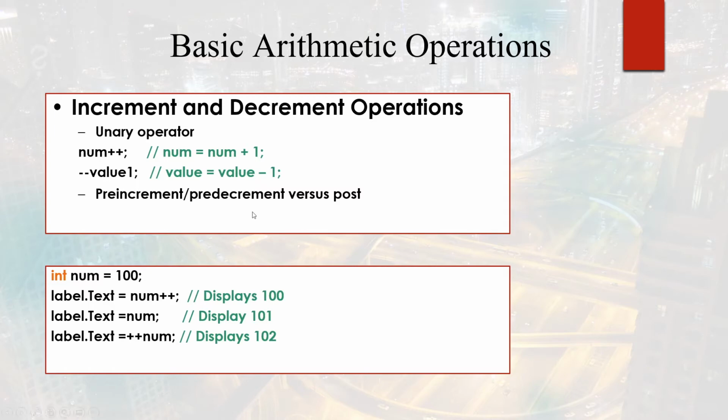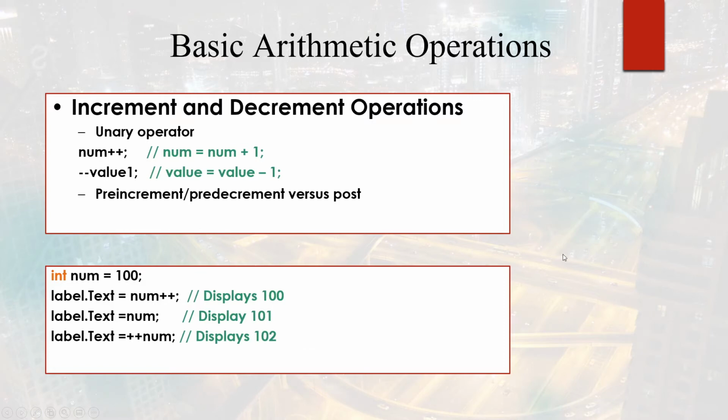If you put it on the back side of that, so here it is in front, here it is in back. If you put it in back of, then it would do it after it was sent to the label. So that's why this says it would display 100, because it was done afterwards. Now it's 101. So num by itself sent there would say 101. But if you put it in front of there, display would then equal 102.